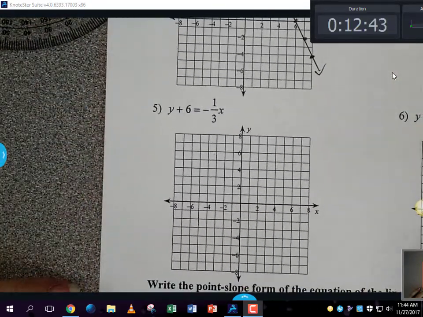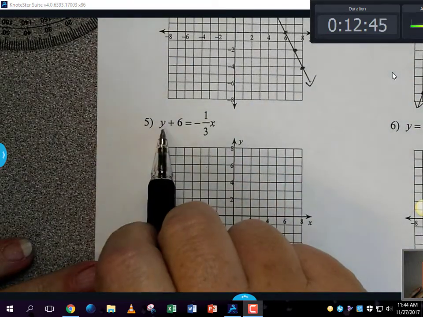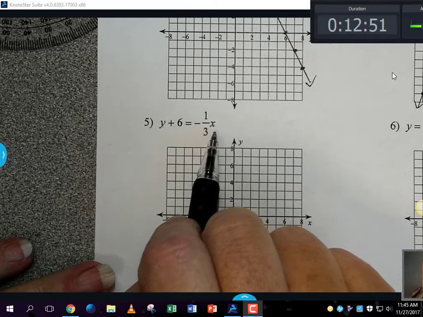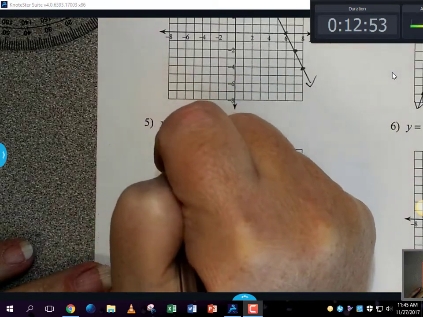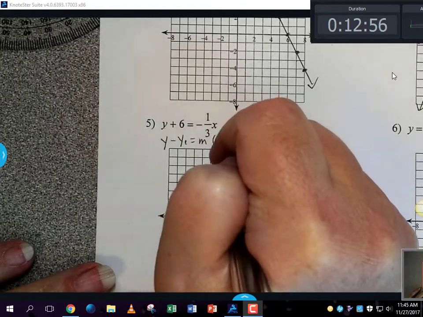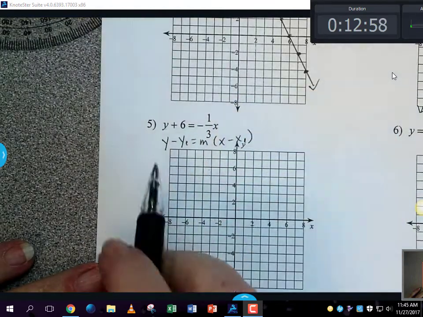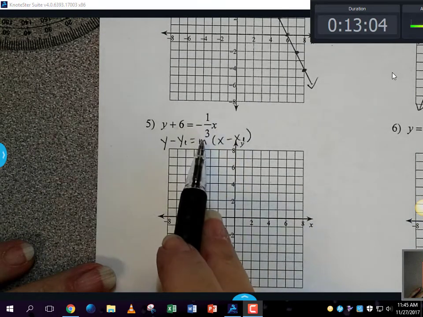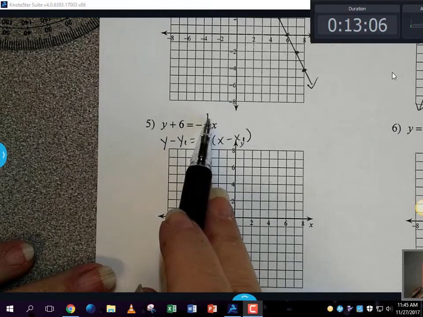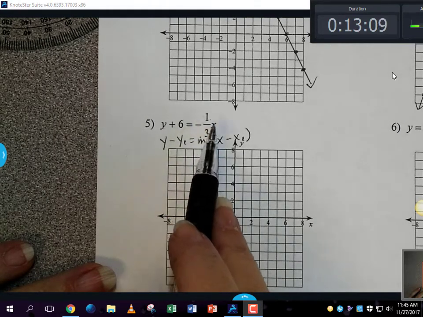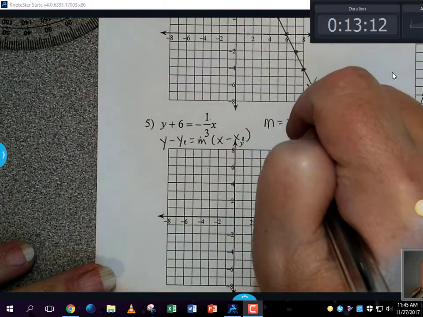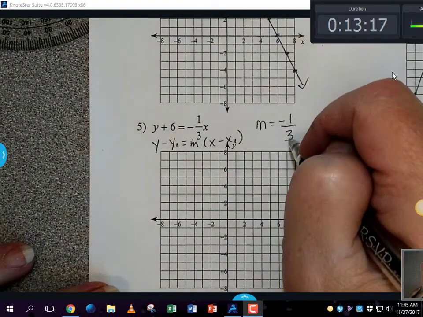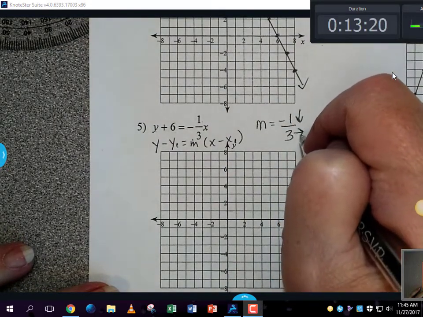Okay. Alright, this one is a little bit of an oddball because I've got y plus 6 equals negative 1/3 x. I don't see any parentheses going on here, right? So if the template is the same, y minus y sub 1 equals m times the quantity x minus x sub 1. Still, my m is in the same spot pretty much, right? My m is the coefficient of x in this case. I like my negative sign in the numerator, so I'm going to say negative 1 divided by 3. That means I'm going to go down 1 and right 3.